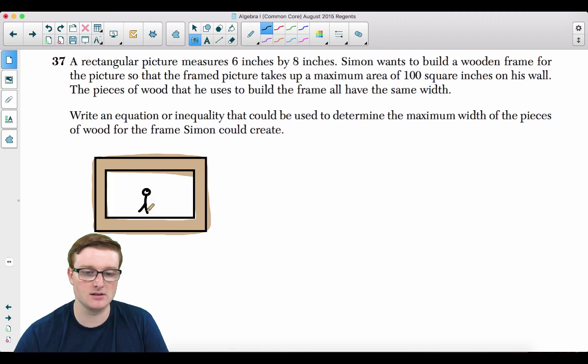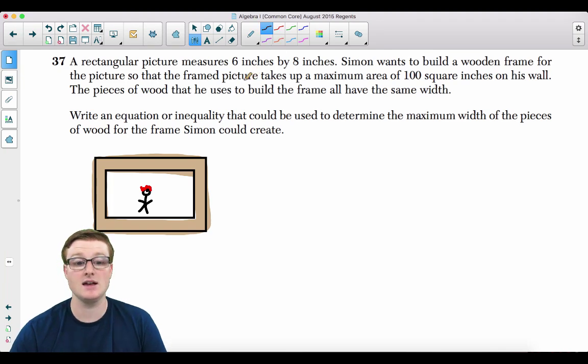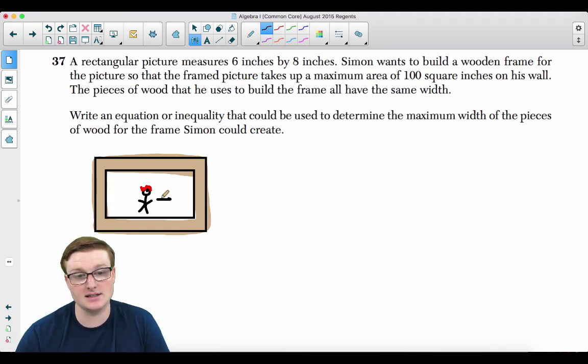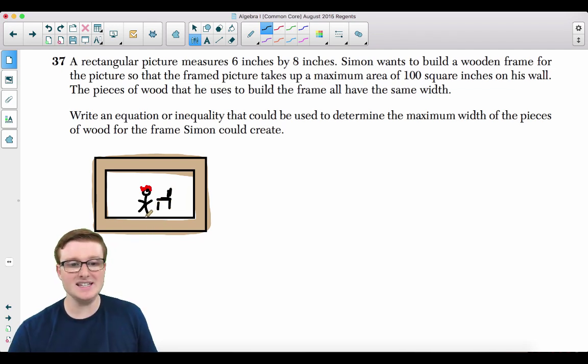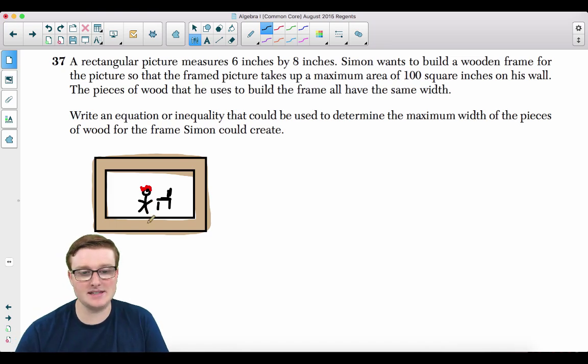So here's the little, there's me, Trevor, with the little red hair. All right, so that's me, and I'm at my desk with my computer teaching you guys math. As you can see, I'm not an artist. So, it says here that this is 6 inches by 8 inches. So this picture is 6 by 8.